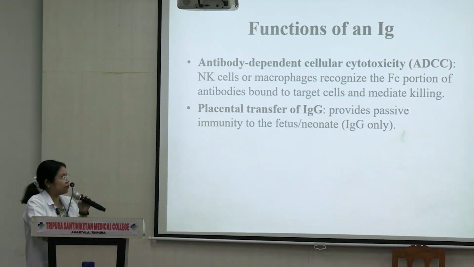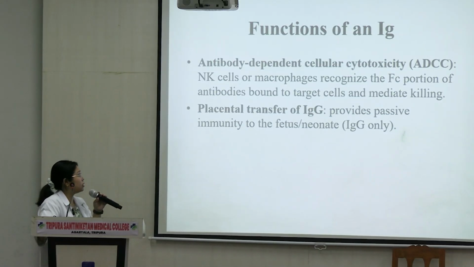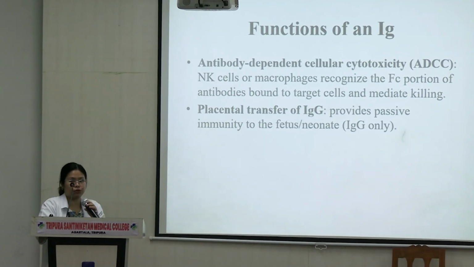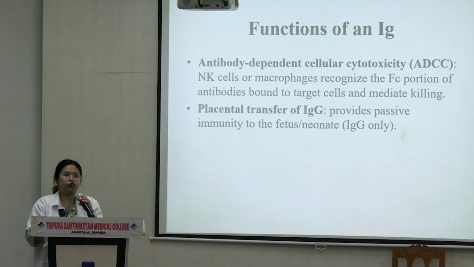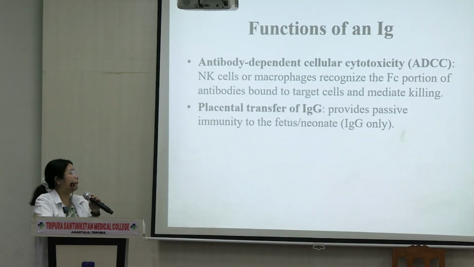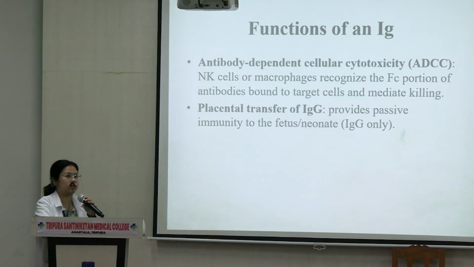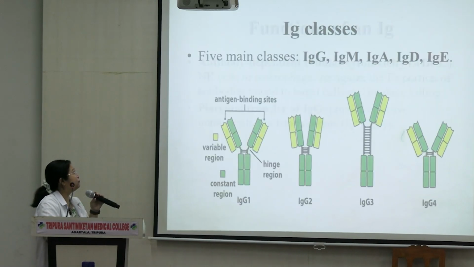Then placental transfer of IgG. IgG is a class of immunoglobulin. We'll go into details now. The placenta is a tissue that provides nutrition to the fetus when it's inside the mother's uterus. It forms a barrier between the mother's circulation and the baby's circulation. But there are certain things in the body that can cross this placental barrier, like some of the antibodies, not all of them, which includes IgG, and they will give immunity to the growing fetus as well.